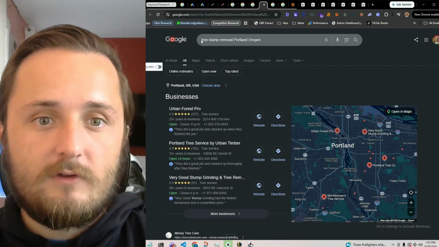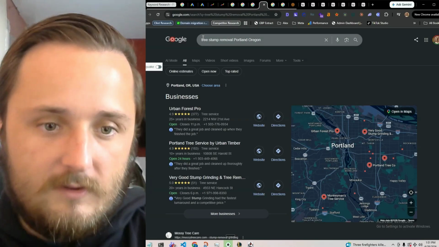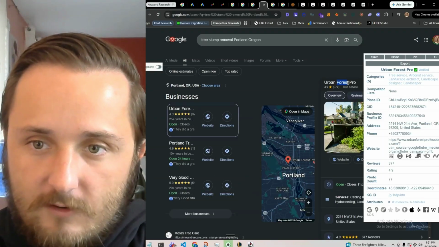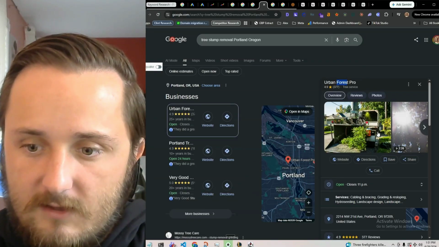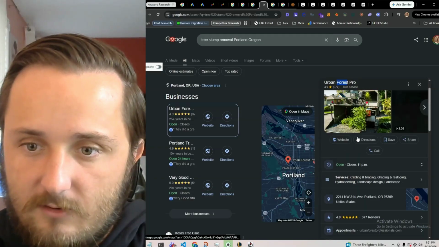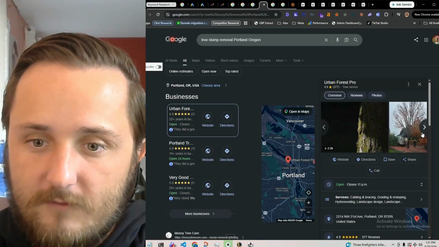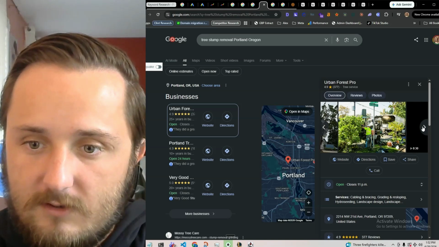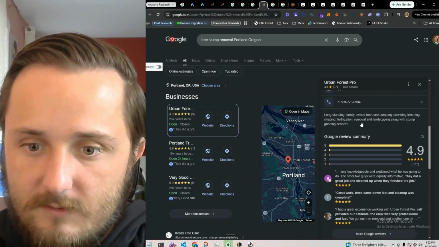Now, if we go tree stump removal, we can see here, this is interesting. They only have forest. They don't have the keyword in their name, which is something to note. Some other things we can see in the profiles, they've got this nice long video. They've got a whole bunch of photos of the guys working. We can scroll down here a little bit.